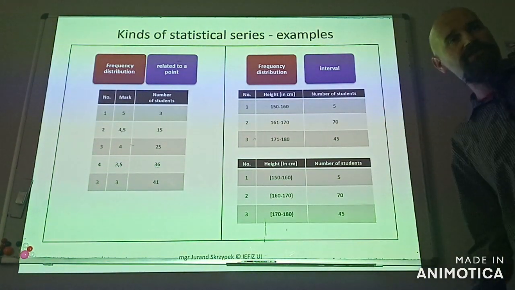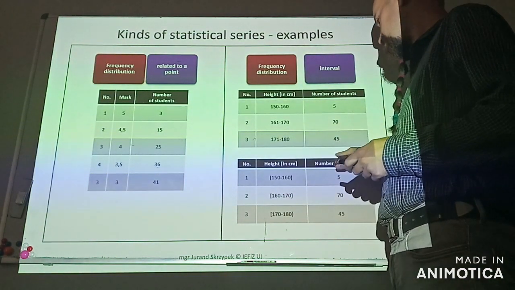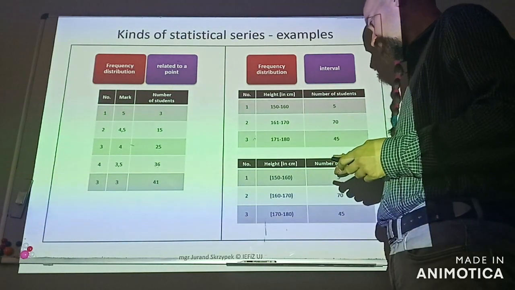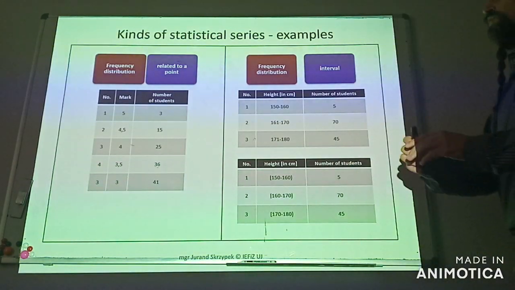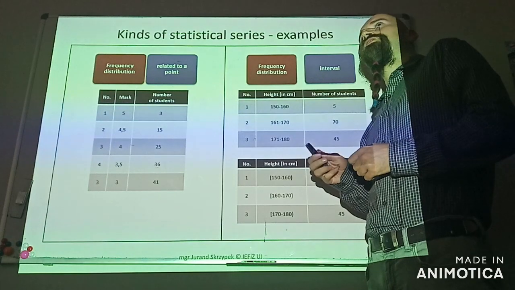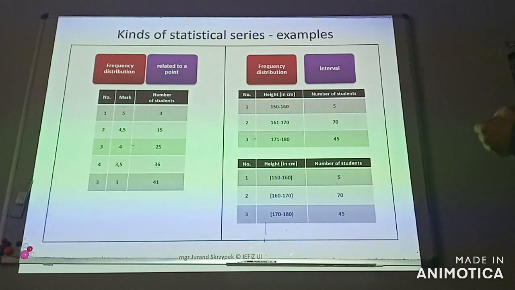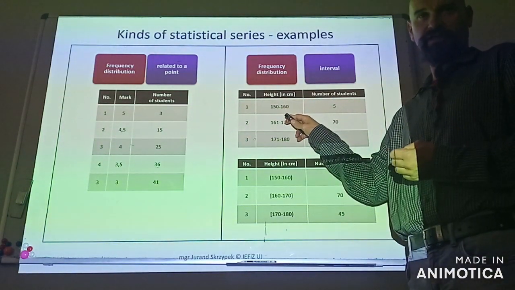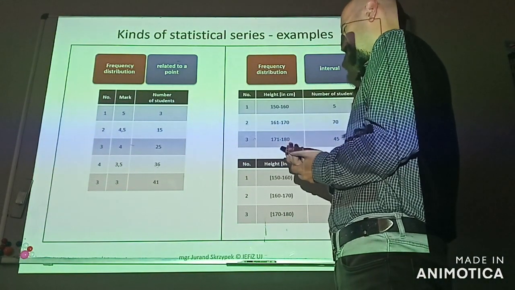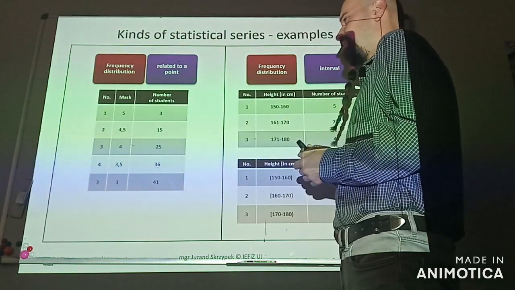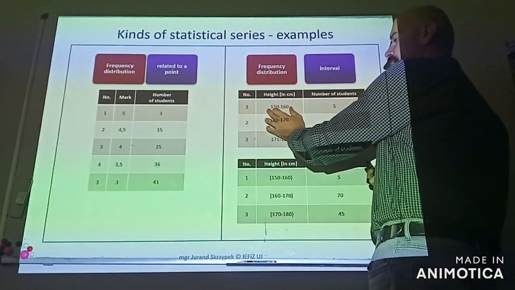Next we have frequency distribution interval series. This kind of statistical series is dedicated to continuous variables. So when we have a multiplicity of values of our variable, we can't present the data using a point series, so instead of points we use intervals.